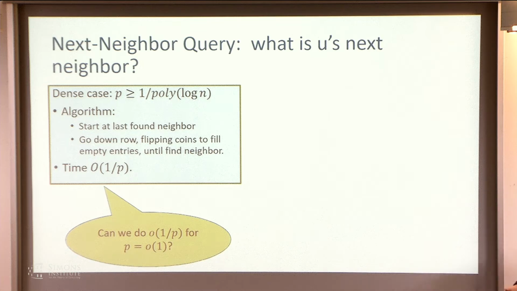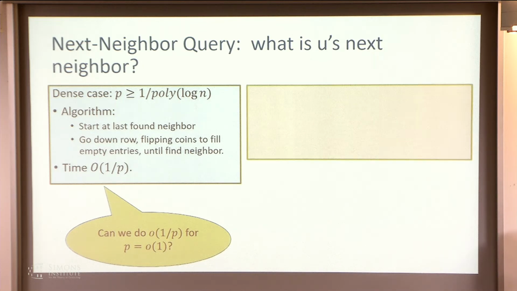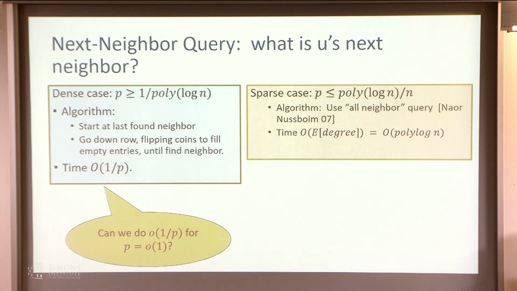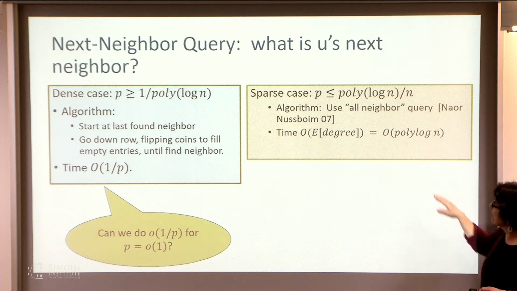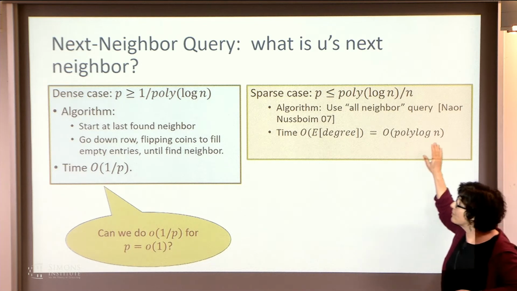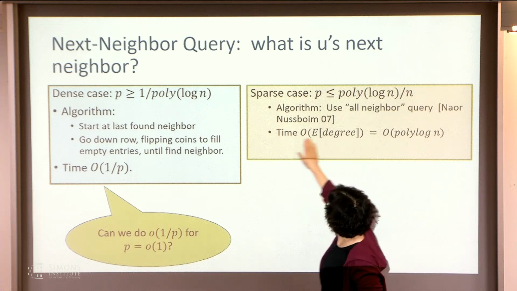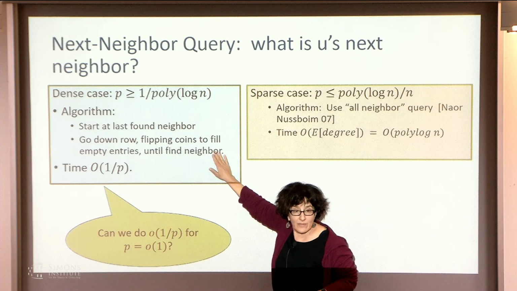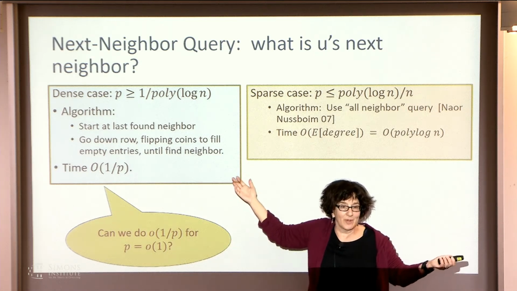What do you do when p is little o of 1, like 1 over square root n or something like that? All right. So you could use the all-neighbor query of Noah and Nussbaum that we just talked about. And that works when p is really, really small, like less than polylog in n divided by n. Okay, but there's a big gap between these two cases. And so right in the middle, square root n, okay?